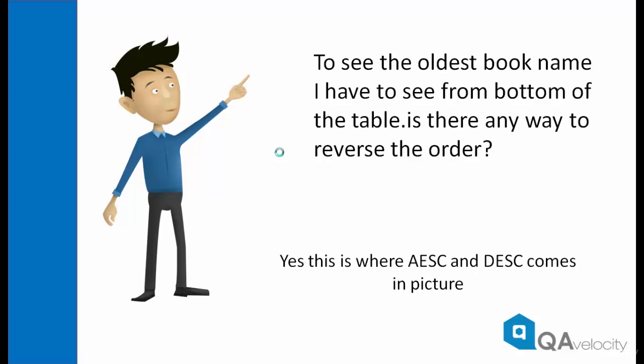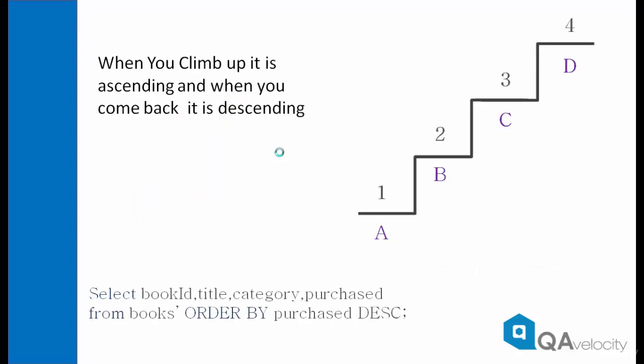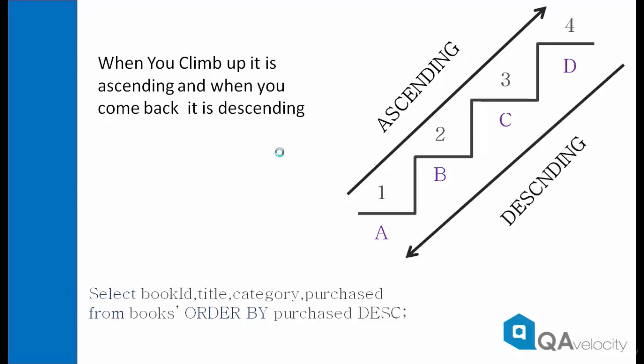So he wants a way to get the list of books in reverse order. Is there any way to get the list of books in reverse order? Of course, this is where the keywords ascending and descending come into the picture. When you climb up, it is ascending. When you are coming back, this is descending.